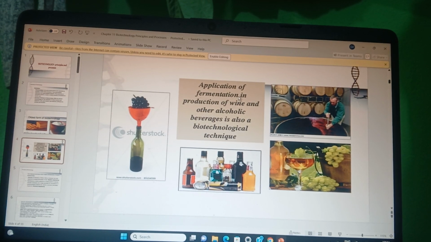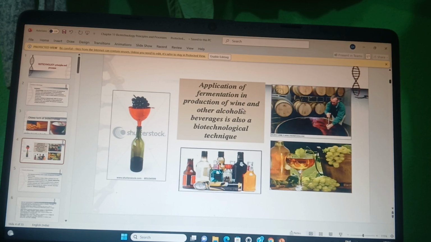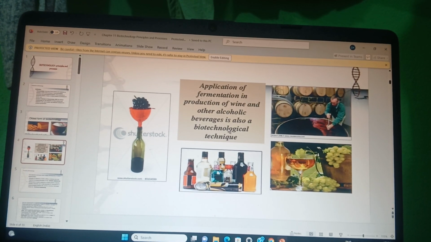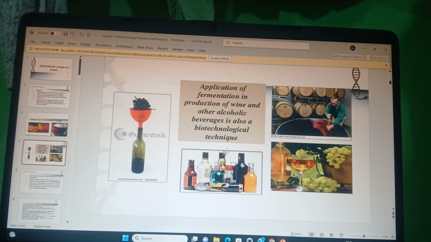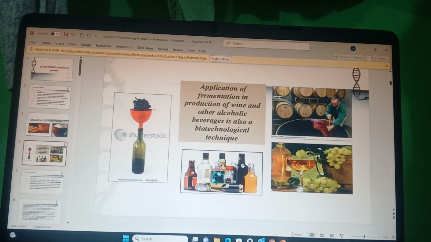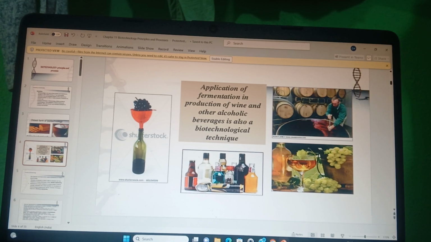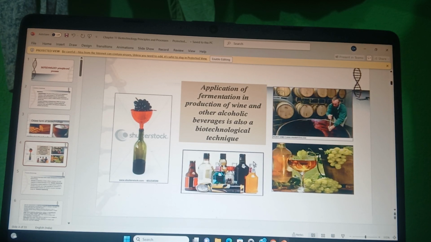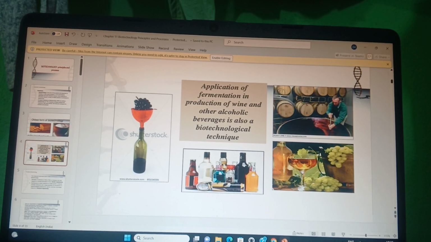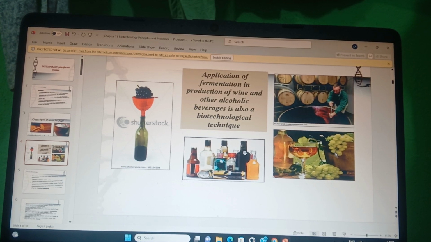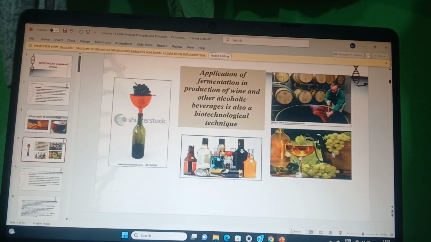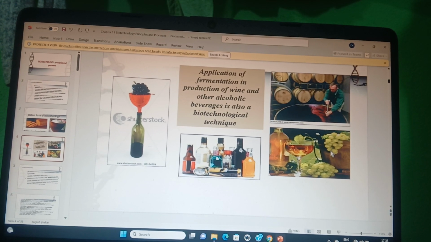Then you look, the application of fermentation in the production of wine and other alcoholic beverages is also a biotechnological technique. We get alcohol by the help of yeast, Saccharomyces cerevisiae. Okay, so you know the fermentation process. This is one type of anaerobic respiration, so by the help of anaerobic respiration we get alcohol. Yeast ferments the sucrose or glucose present in the fruit and changes it into ethyl alcohol or ethanol, C2H5OH.